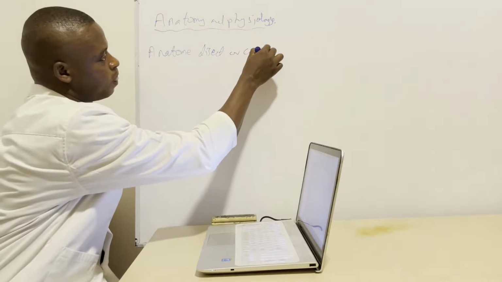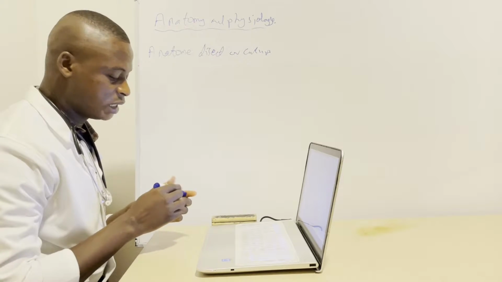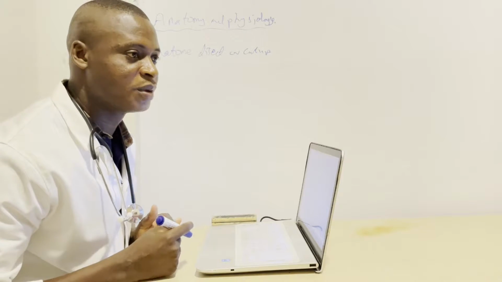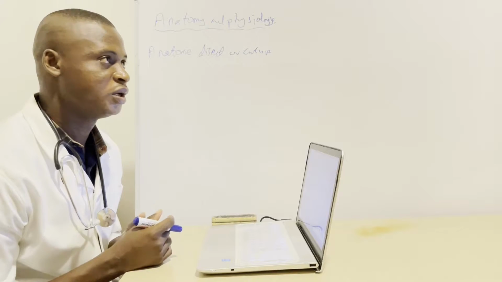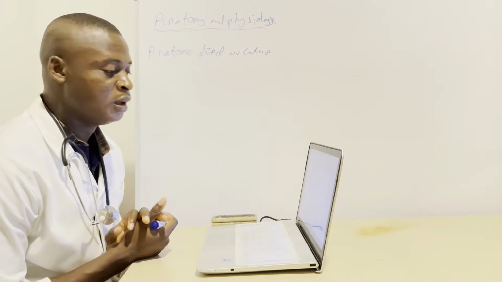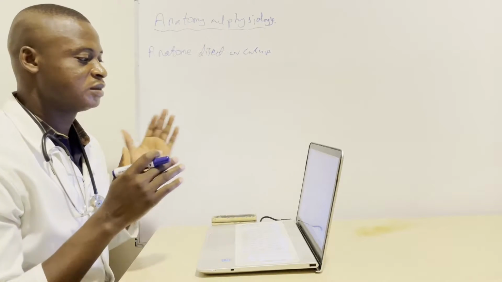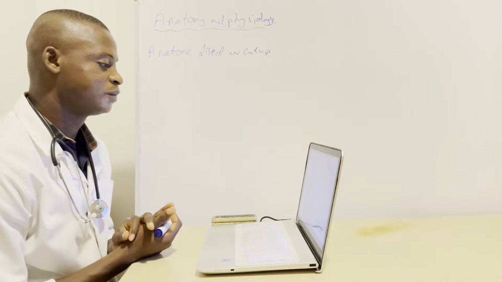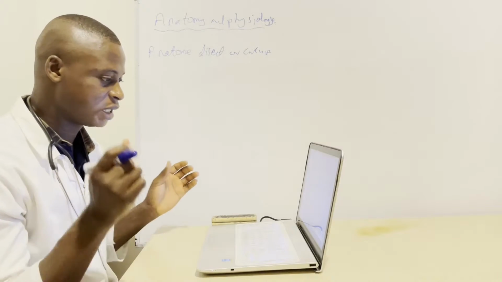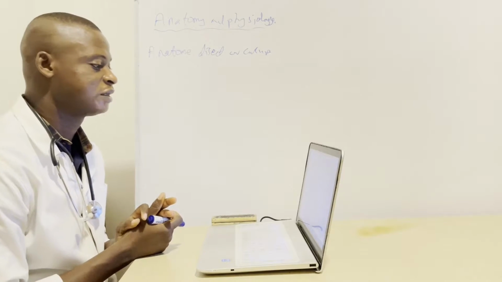Now what this means is that the human body can be cut into various parts, so that we can identify specific parts of the body so that we can study their action and how they work individually. So the study of all these systems one after the other is what we term as anatomy.